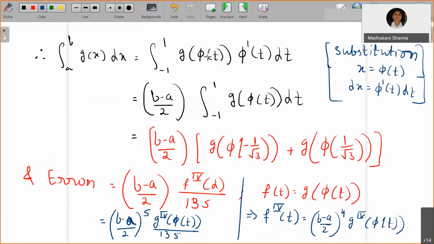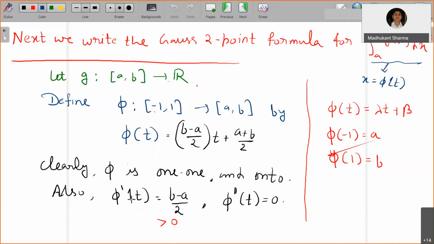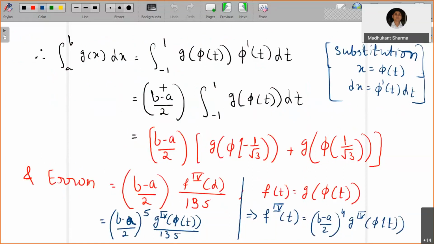Now, so this is going to be g of phi of t. Phi dash of t, we have just seen from the previous slide, is (b minus a) by 2. So that is going to be replaced here. Phi dash of t dt is (b minus a) by 2 times dt. So this is a composite function, g compose phi of t dt.